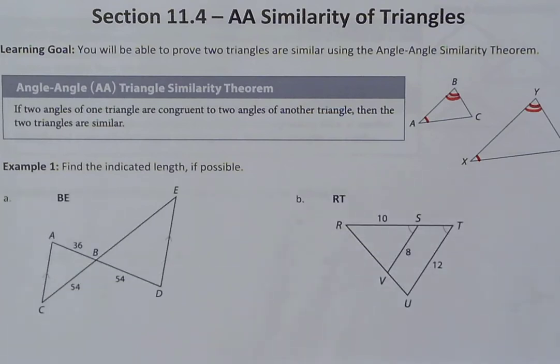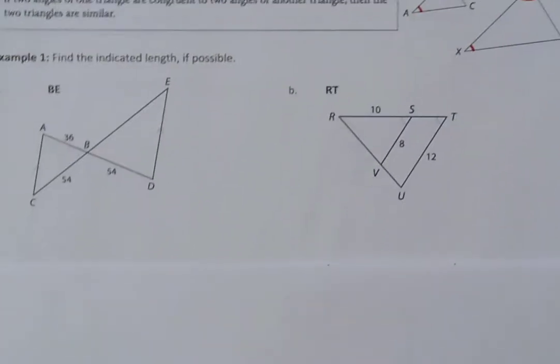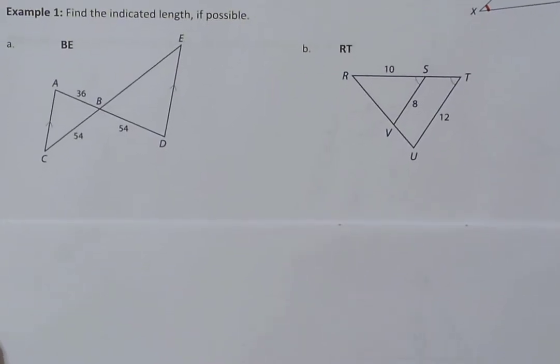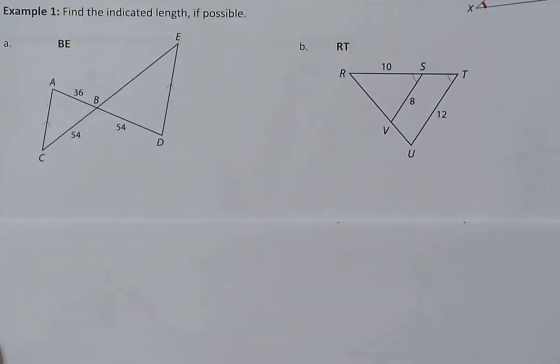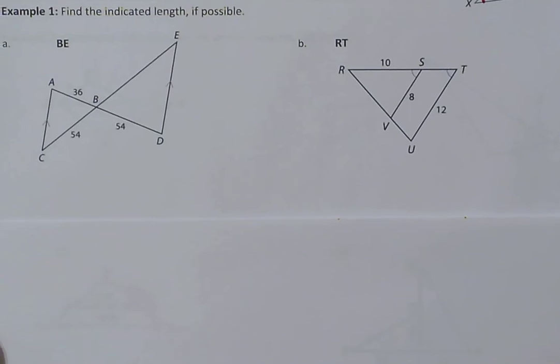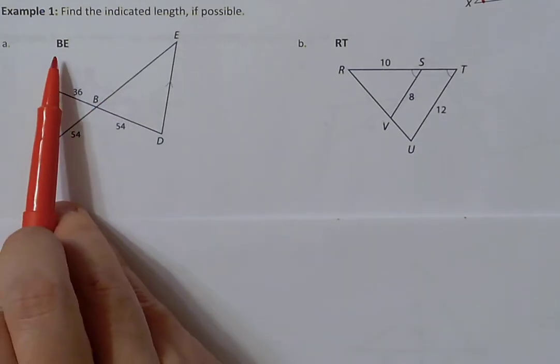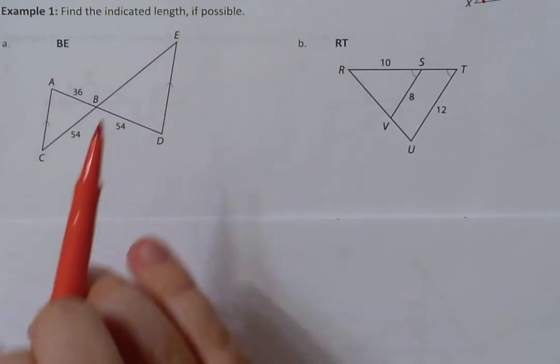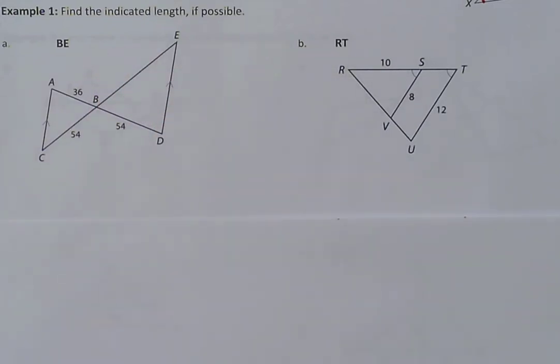If we look at example 1, it wants us to go through and find the indicated length for each problem, if it is possible. So we're going to use this idea of determining if the triangles are similar using angle-angle. If they are, then we need to find the length of BE, RT, and so on using proportions because side lengths are proportional.